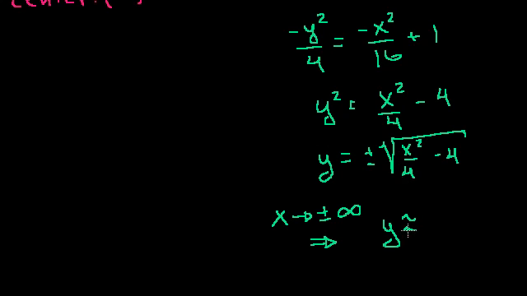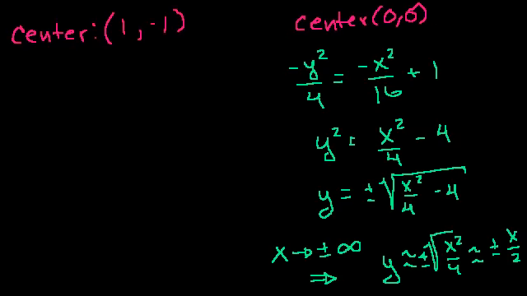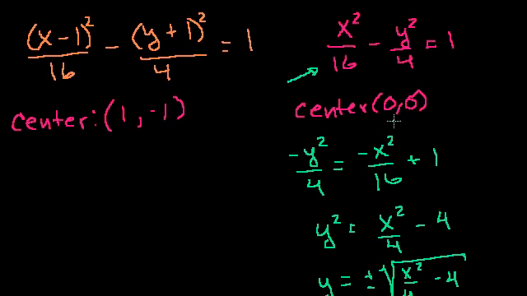So as you approach positive or negative infinity, y is going to be approximately equal to the positive and negative square root of x squared over 4, so y would be approximately equal to positive or negative, what's the square root of this? x over 2, or 1/2 x. So let's draw our asymptotes. And remember, these are the asymptotes for this situation. But now, of course, we're centered at 1, negative 1.